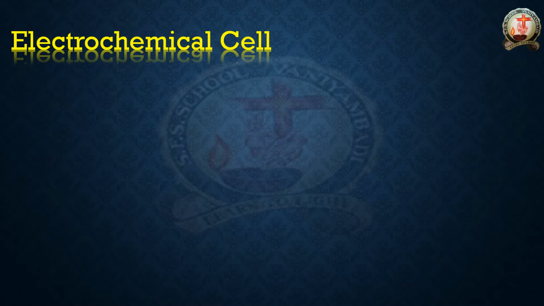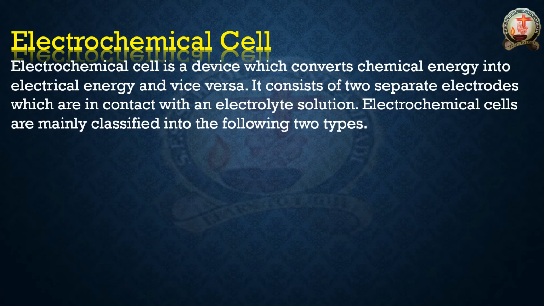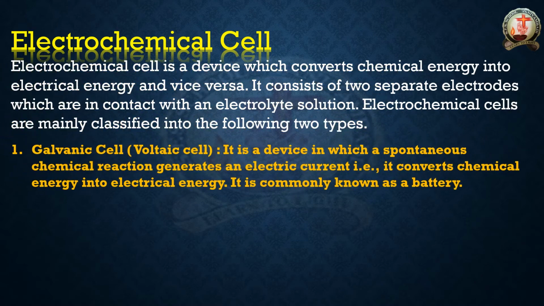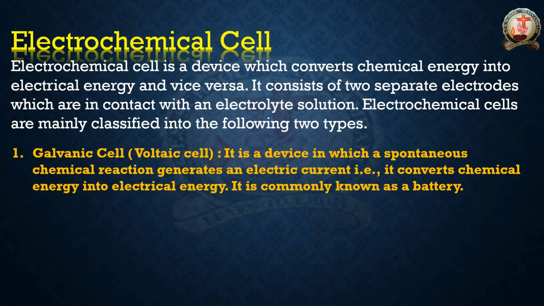The electrochemical cell generates an electric current. The electrochemical cell is a device, meaning a battery, that converts chemical energy. It consists of two separate electrodes. What are the electrodes? The first one is the anode and the other is the cathode, which are connected within the electrolytic solution. Electrochemical cells are mainly classified into two major types.